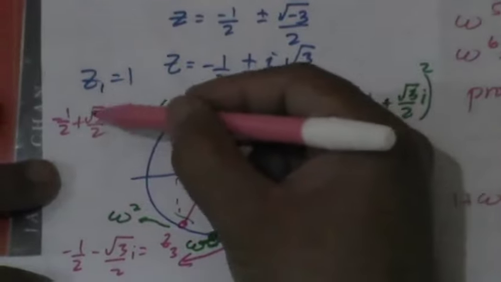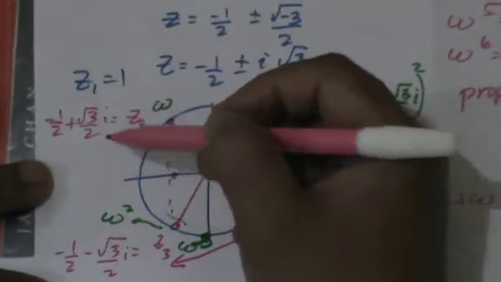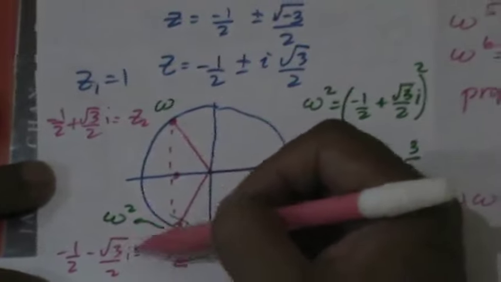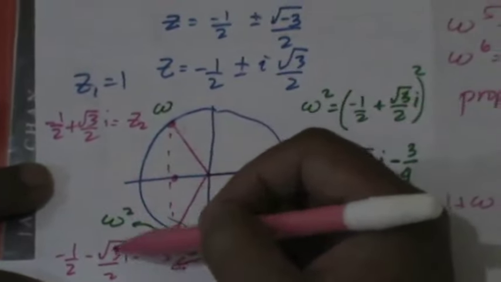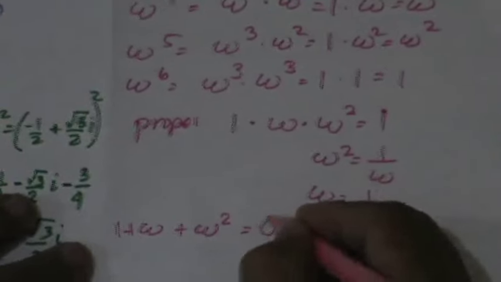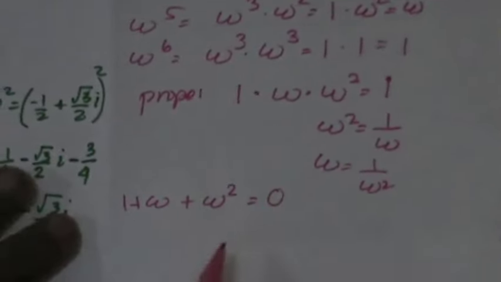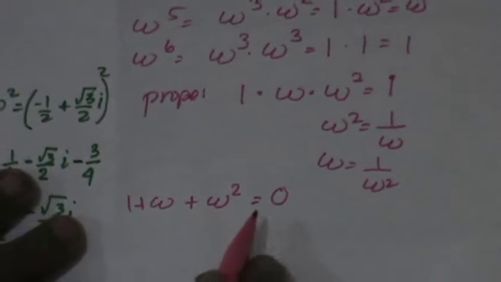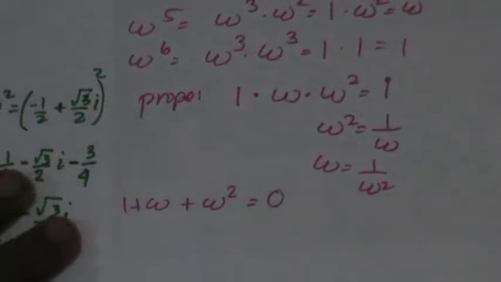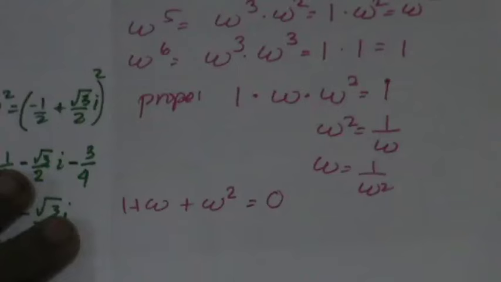When you add this square root of 3 over 2i plus negative square root of 3 over 2i here, when you sum them up, that's also equal to 0. So therefore it shows that 1 plus omega plus omega squared is equal to 0. And you can infer from here that you can just play with this property.